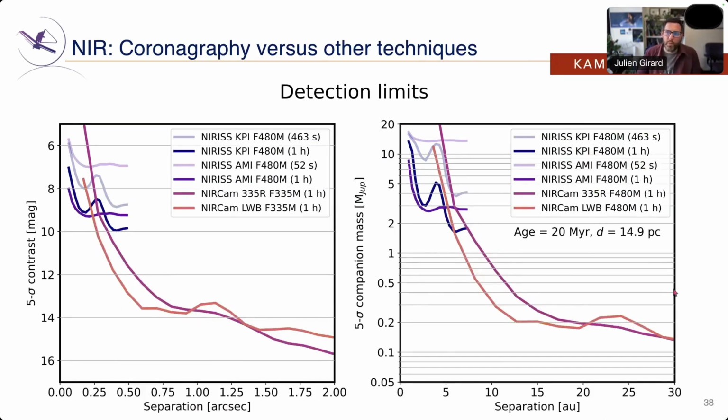This is a paper by Jens Kammerer that was done slightly after commissioning, also on the commissioning data sets, comparing the contrast achieved at that time between coronagraphy and aperture masking with NIRISS. So you can clearly see that for some angles at moderate contrast, aperture masking is better, but that's even more niche, I would say.